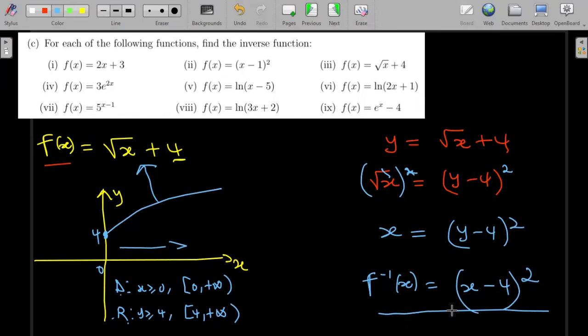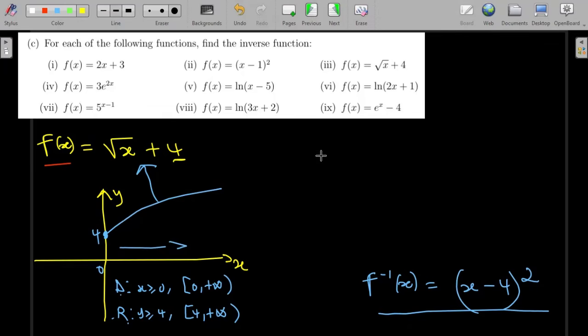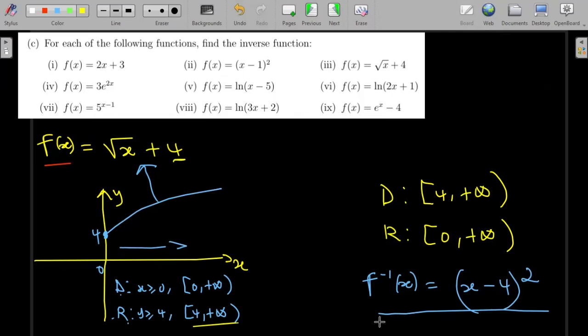But what will be the domain and the range for this inverse? Remember, the domain of the original function is the range of the inverse, and the range of the original function is the domain of the inverse. The domain looks at the x values, which was the range of the original function, so my domain is x greater than or equal to 4. The range will be the domain of the original function, which is 0 to positive infinity. So this is our inverse, and it works on this domain and this range.